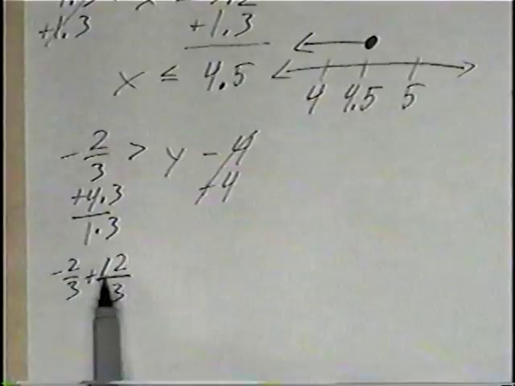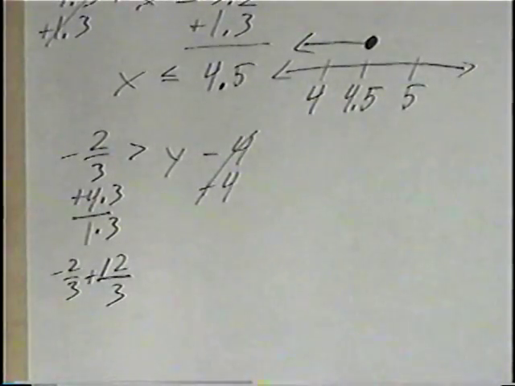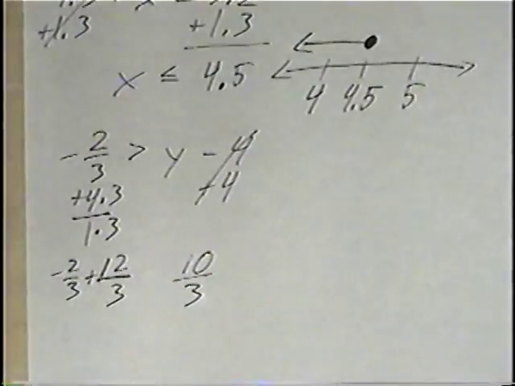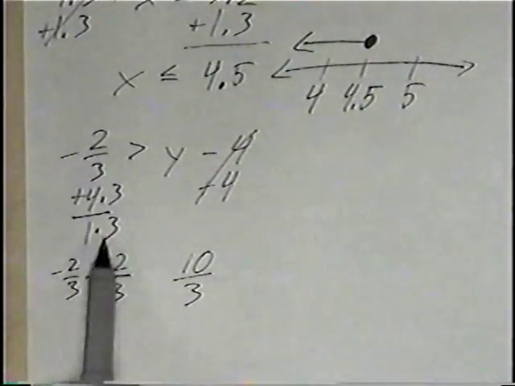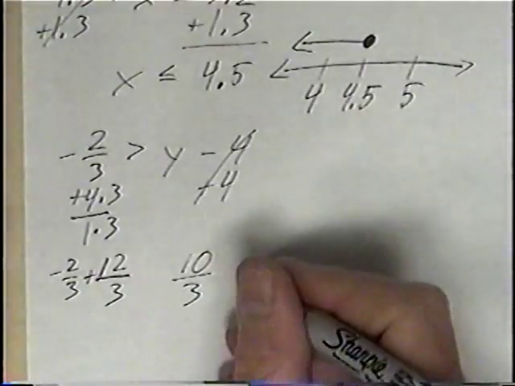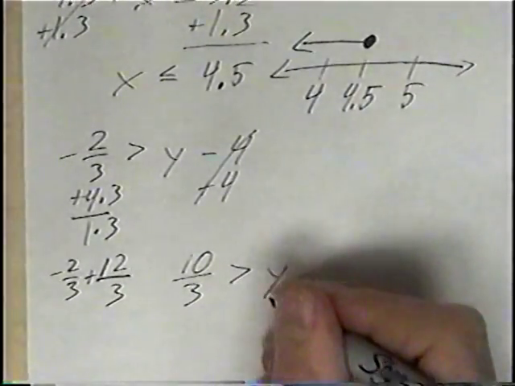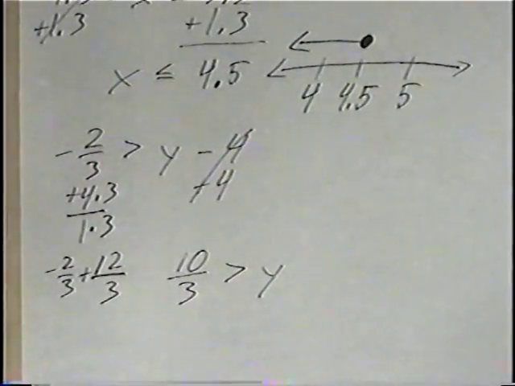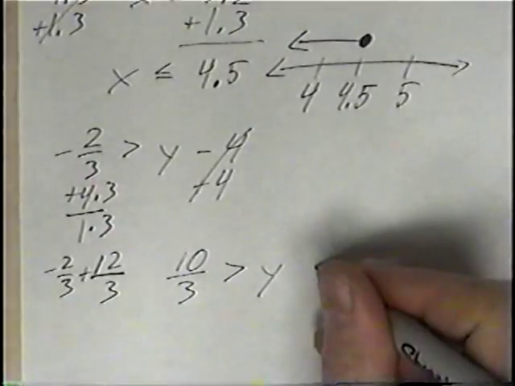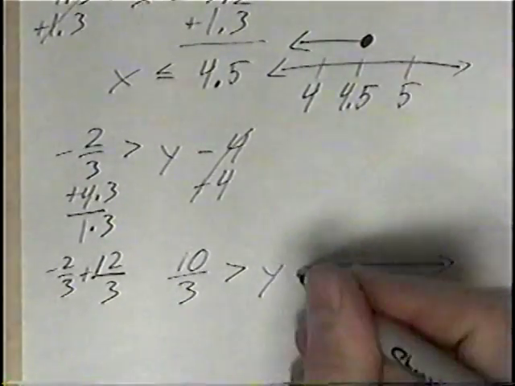We have a -2 and a positive 12, so we'll be subtracting those. That would be positive 10. Denominator would stay the same. So the left side of the inequality would be 10 over 3. And then the inequality comes down. We'll have greater than y. So the answer to the inequality, 10 over 3, is greater than y. And then we can graph the inequality from there.